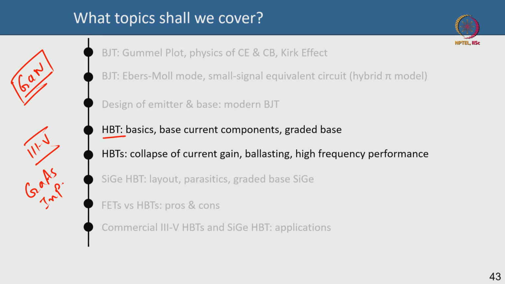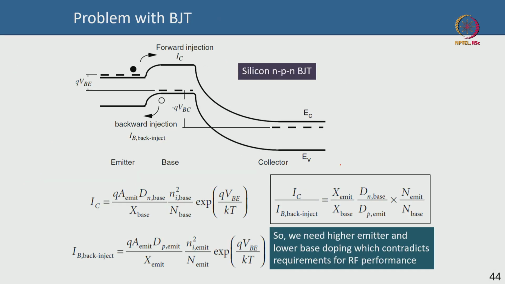Okay. So, in HBT we will talk about the basics of HBT, we will talk about the base current components, we will talk about the compositionally graded bases, and we will talk about the collapse of current gain, ballasting. It's an emitter ballast or base ballast that you put to prevent collapse of current gain actually, and then we will talk about some high frequency performance. Okay. So, the problem with a silicon BJT is that I told you the beta to a first order is given by the doping in the emitter divided by the doping in the base. Okay.